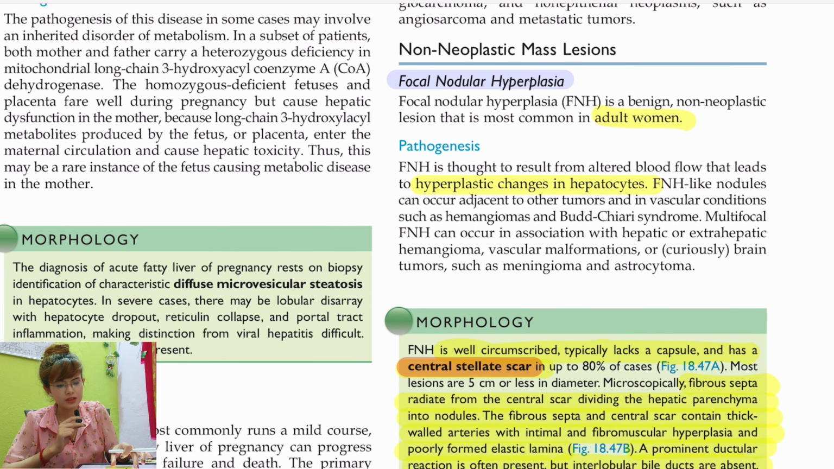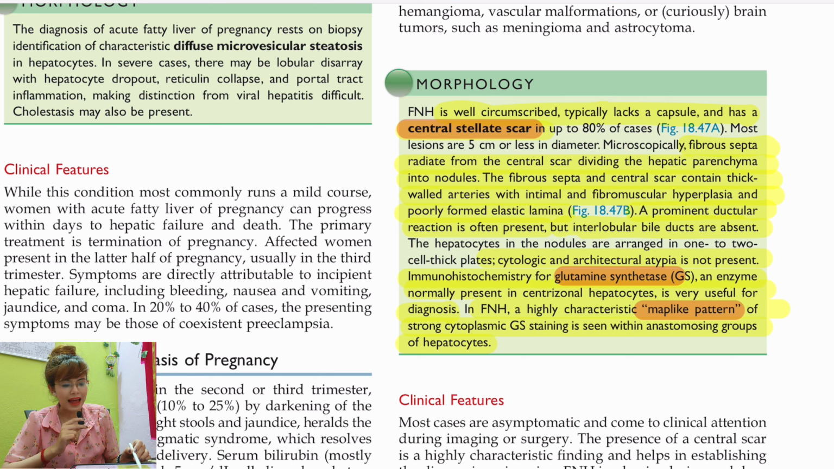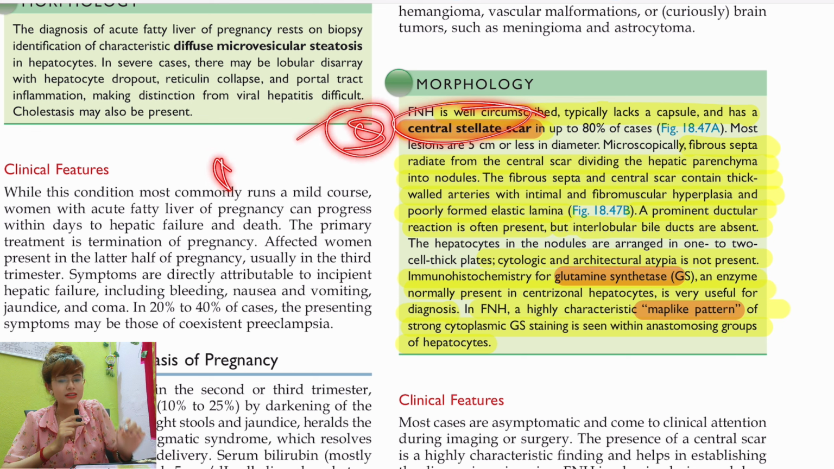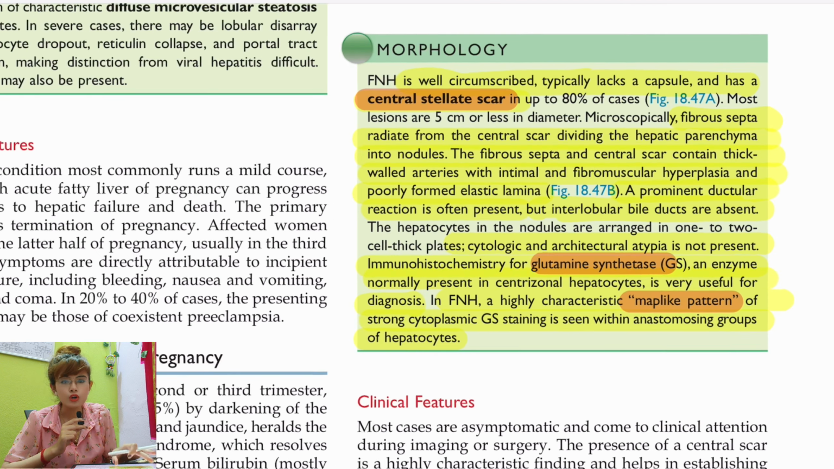So coming to this non-neoplastic mass lesion, we are going to only focus on focal nodular hyperplasia. There are important points to note here: it lacks a capsule. It has got a central stellate scar. So this is an important MCQ point. It has got a central stellate scar, and microscopically you're going to find fibrous septa radiating from the central scar, dividing the hepatic parenchyma into nodules.